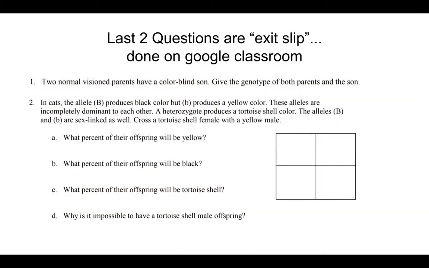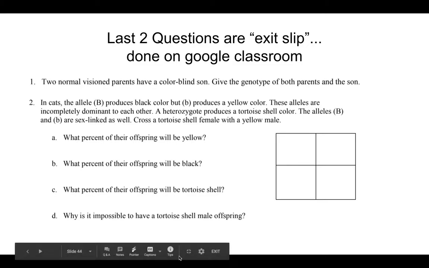These last two questions are going to be an exit slip. So I want to see how you are doing by way of an exit slip. If you will travel to Google Classroom and click on the document that is posted in Unit 5 that says X-linked exit slip, put the answers to these last two questions on that exit slip and submit it today. All right, when you're done, you're done.